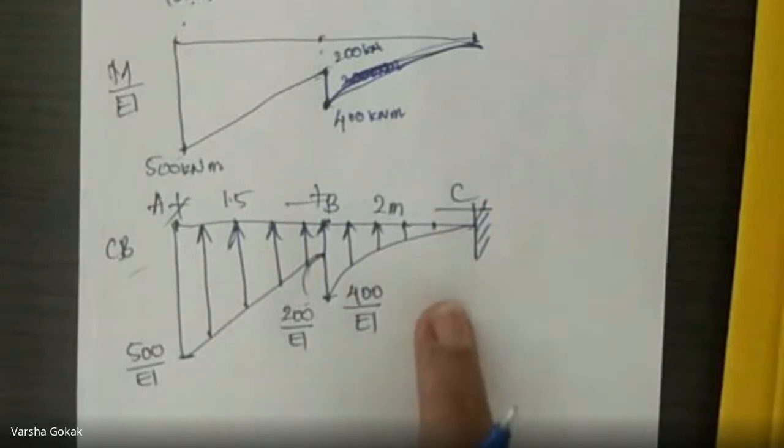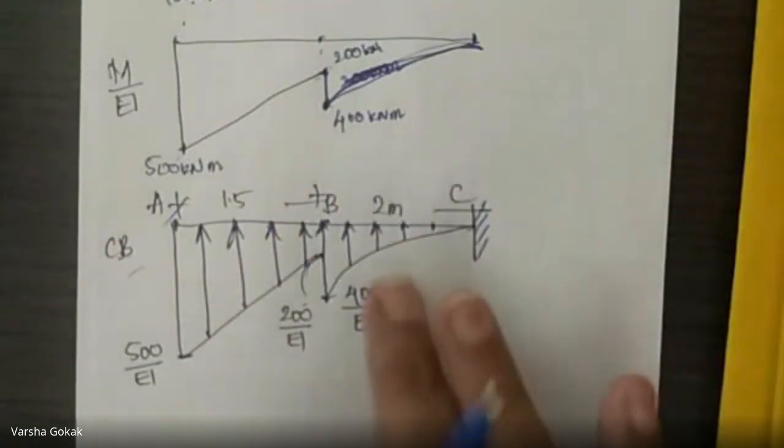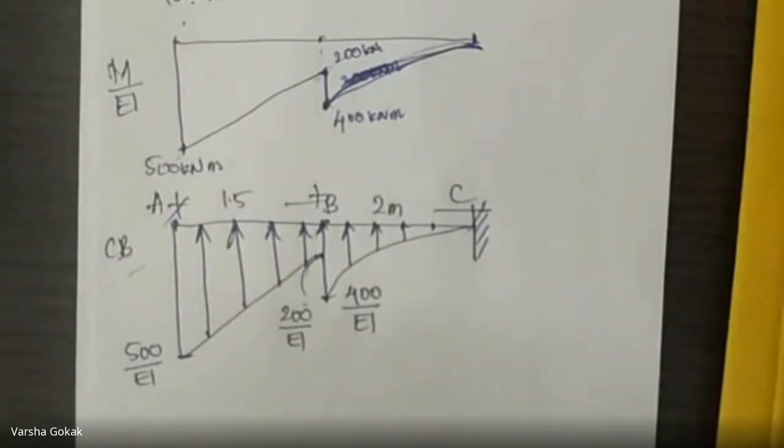Any doubt with the conjugate beam or the M by EI diagram? Clear? Any doubt with this? Yes, no, you can also type it, no problem. Any doubt? You are there, no? Yes, okay, fine.